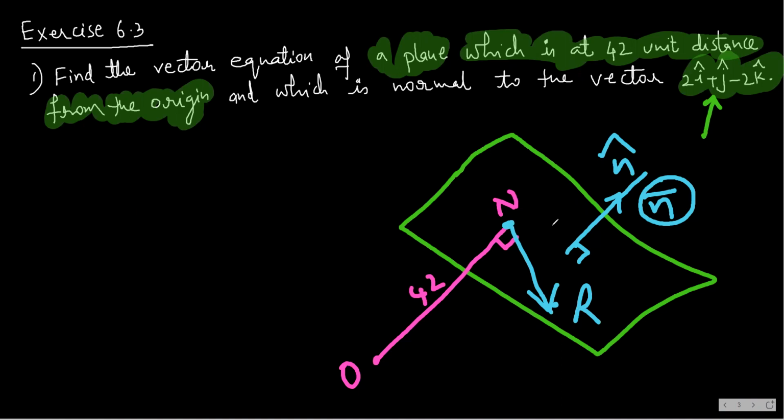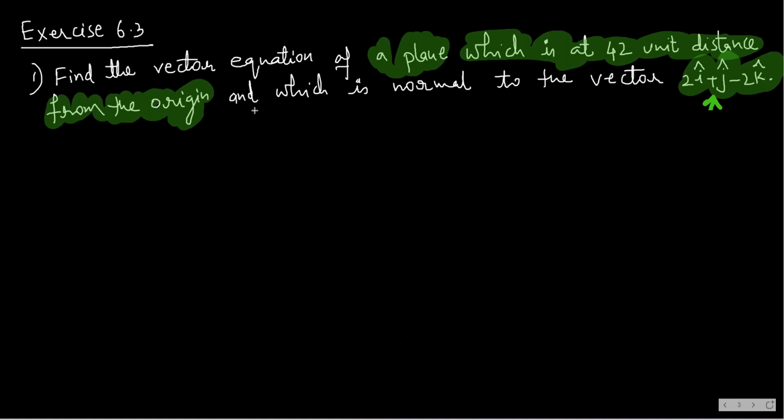Here, what's happening? They are not giving the coordinates of a point on the plane. Instead, what are they giving us? They are giving us the distance of the plane from the origin. Okay, I hope you followed it. So the first thing I will do is find out the unit vector in the direction of the normal. Okay, so here I will begin with my solution.